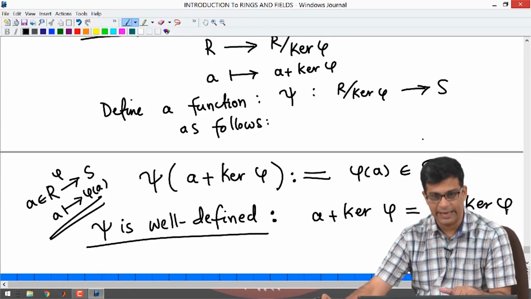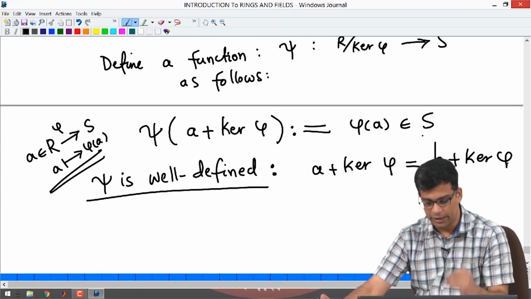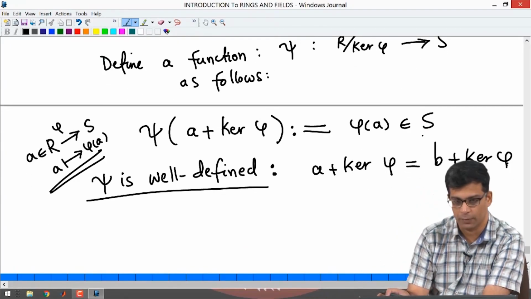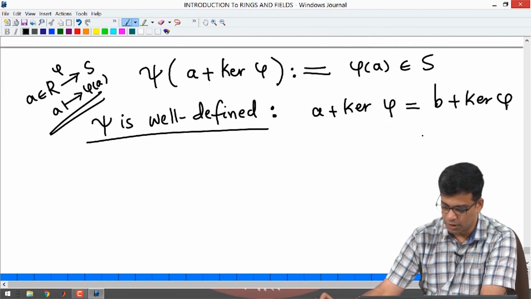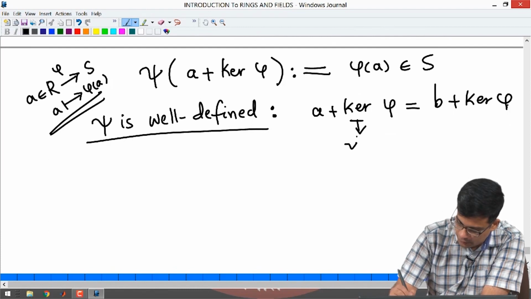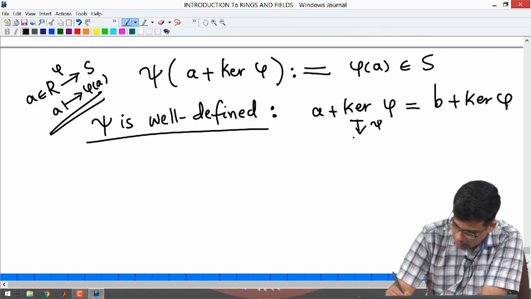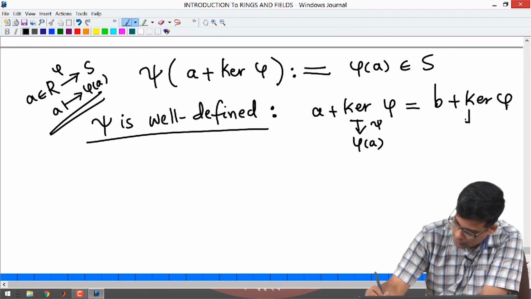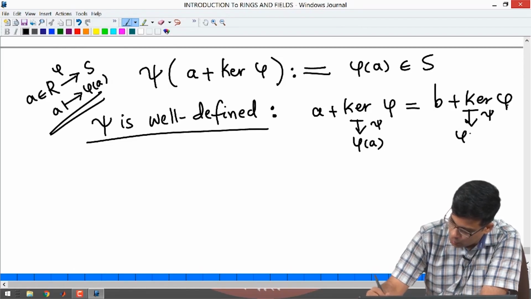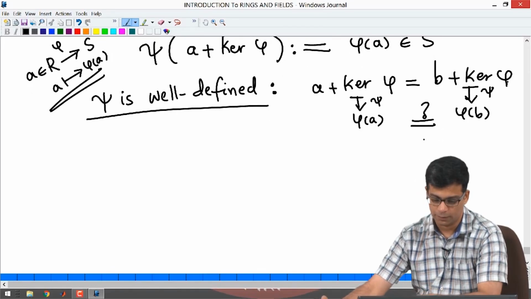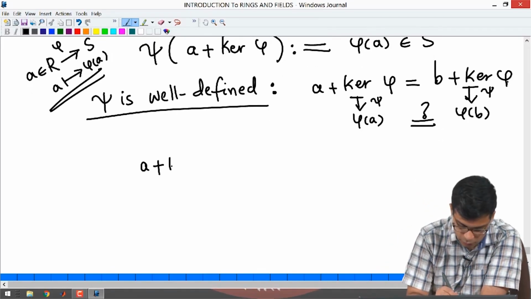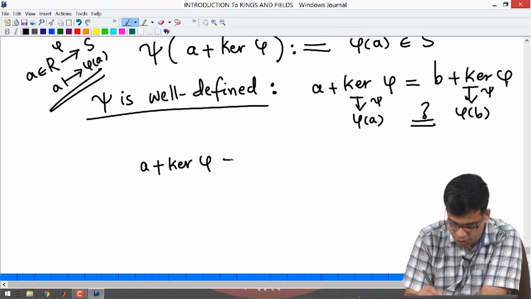In order for psi to be well defined, the image of psi for these two elements should be the same. I am sending one to phi of A under psi, and the other to phi of B. Are these two equal? That is what I have to check, but once you identify what needs to be shown, it is easy to show this.